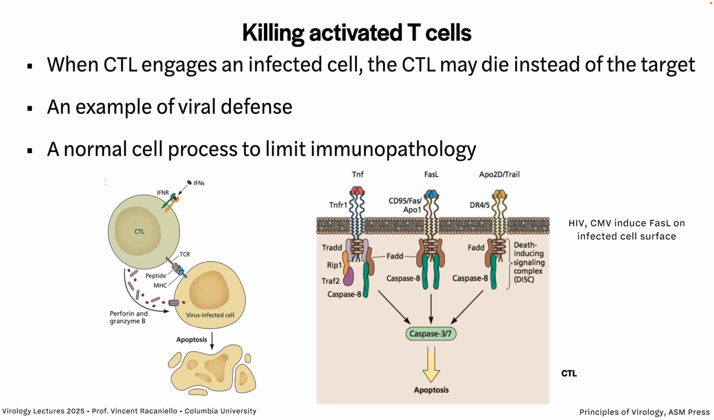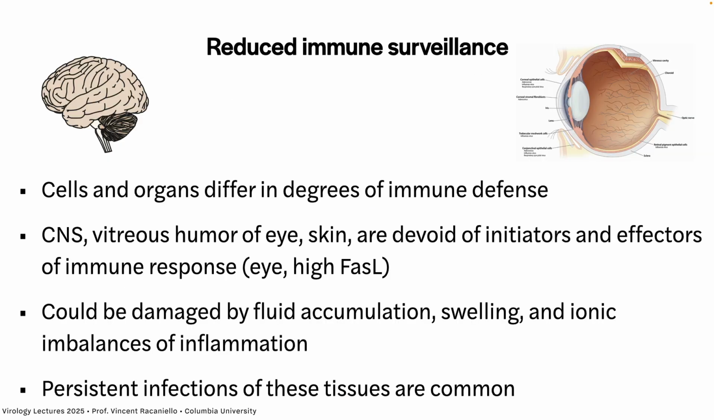But some viruses take advantage of that. For example, HIV and cytomegalovirus induce Fas ligand on the infected cell surface. So Fas ligand is the ligand for this receptor that induces apoptosis. So what happens is the T cell engages the infected cell, the Fas ligand engages Fas ligand receptor on the CTL, and the CTL undergoes apoptosis before it can kill the infected cell. Okay, so it's another way of antagonizing T cells. So there are ways of antagonizing that are going to play into what makes a virus persist.